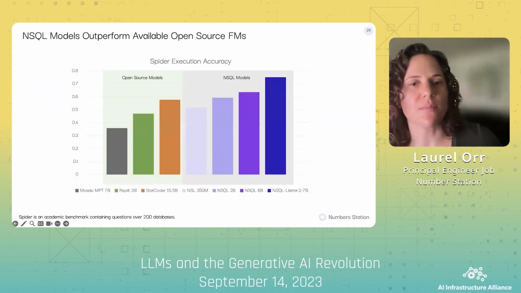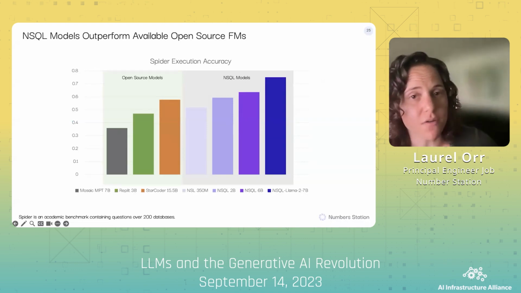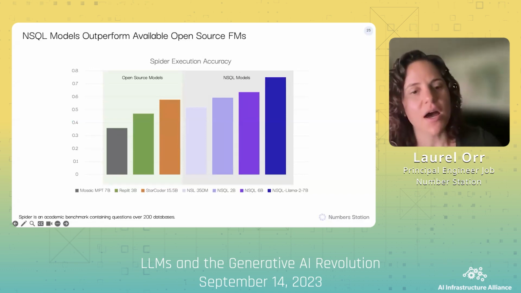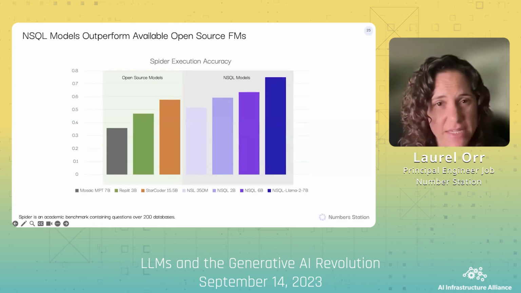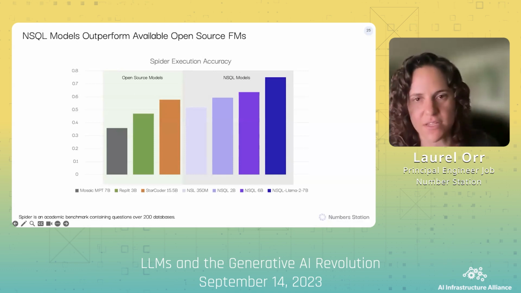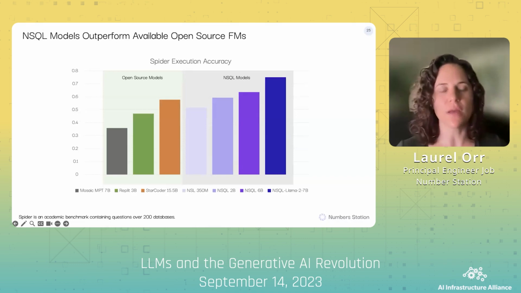I first want to show a comparison of the NSQL models against other open source models. This is looking at a very common academic data set called Spider. It has a diverse set of questions over about 200 different databases. For evaluation purposes, we obviously held out the test set and test databases from training so that there's no overlap there.